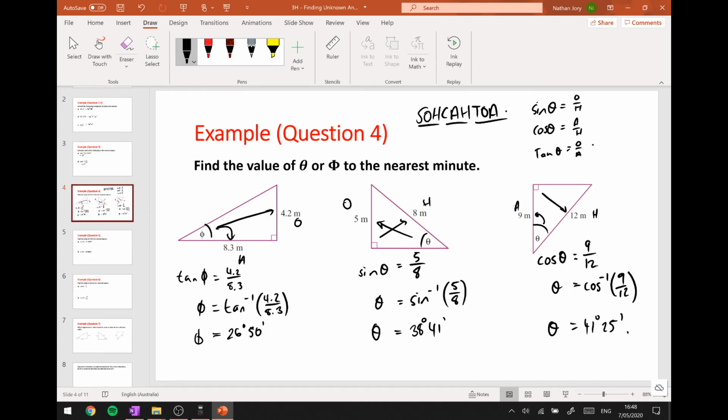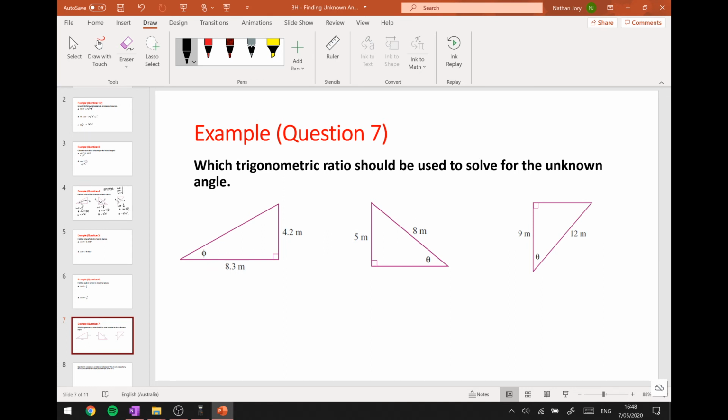Okay, so that's basically what you need to do for question 7. Actually, what you need to do for question 4 is just decide which one you need to use. I've accidentally swapped around question 7 and question 4. So this should be question 4, which says which trigonometric ratio should be used to solve for the unknown. Opposite and adjacent, so we're going to use tan of phi. This one is opposite and hypotenuse, so we're going to use sine of theta. And this one is hypotenuse and adjacent, so we're going to use cos of theta.